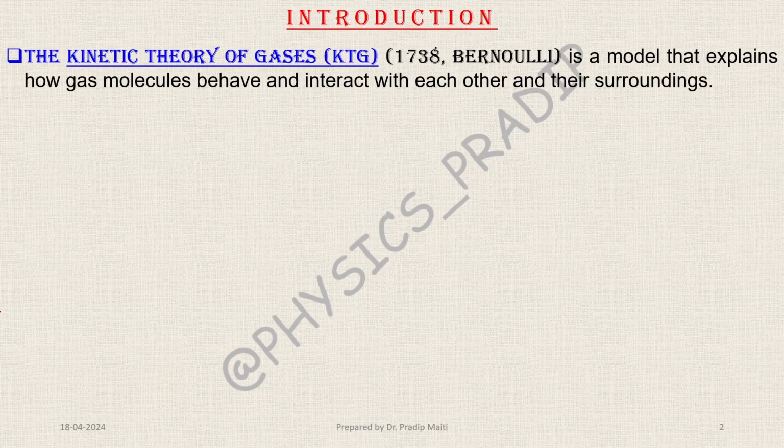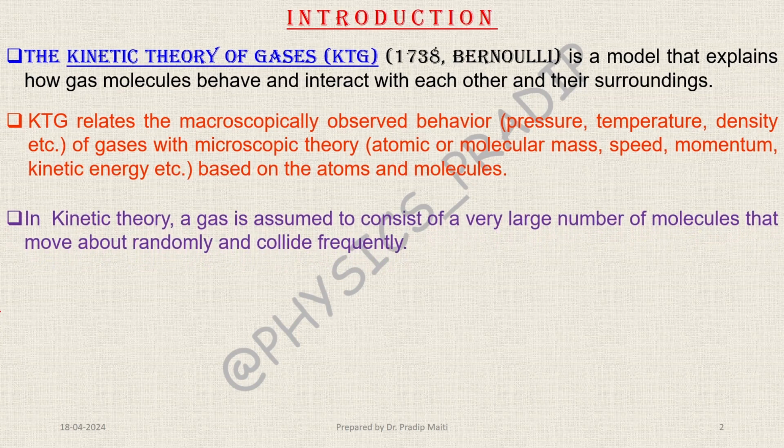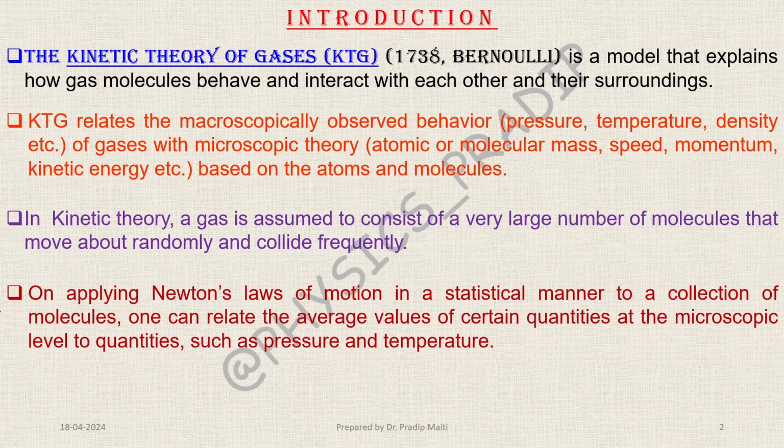Basically, kinetic theory is a model that explains how gas molecules behave and interact with each other and their surroundings. Kinetic theory relates the macroscopically observed behavior with the microscopic theory based on the atoms and molecules. In kinetic theory, a gas is assumed to consist of a very large number of molecules that move about randomly and collide frequently. On applying Newton's law of motion in a statistical manner to a collision of the molecules, one can relate the average values of certain quantities at macroscopic level.